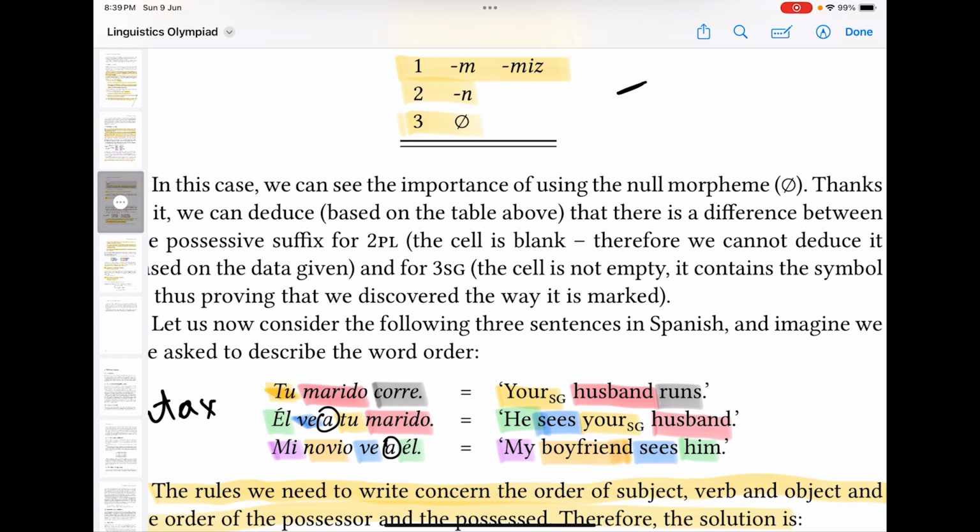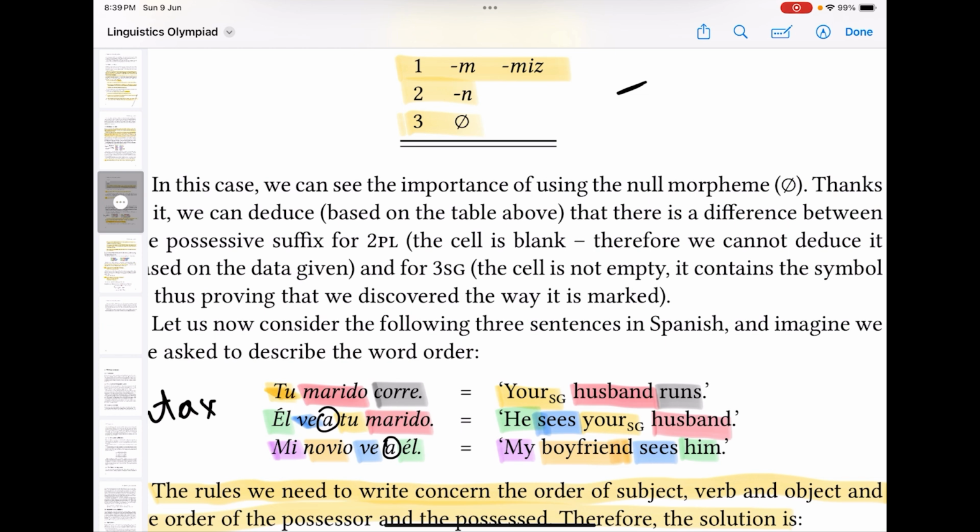Runs, there's only one. We find that tu is your singular, so only core is left, so core is probably runs. Then same, l is he, ve is sees, tu your marido, husband, me is my, novio is boyfriend, ve is sees, and l is him. Now we observe an a here.